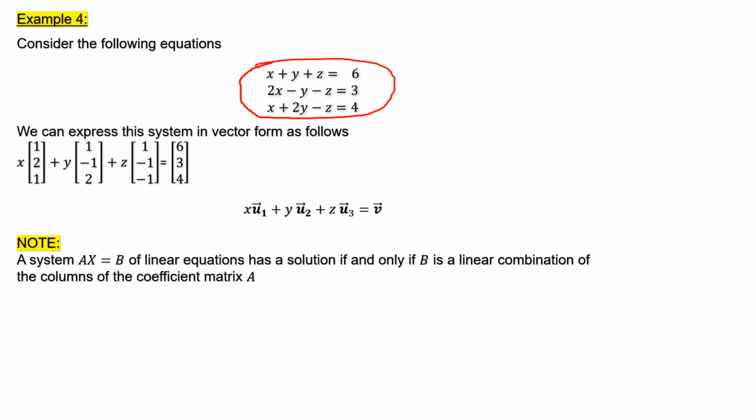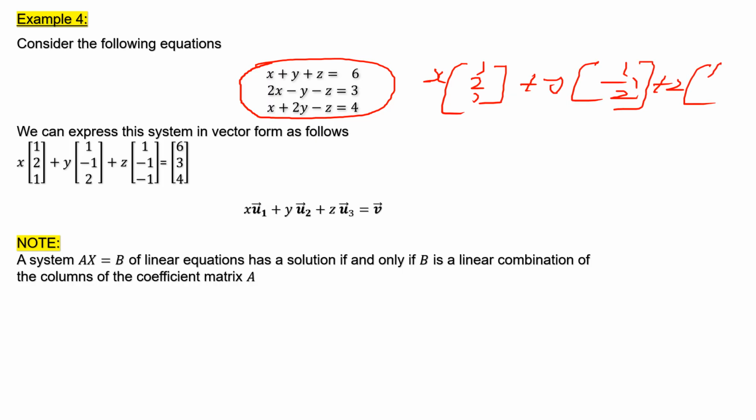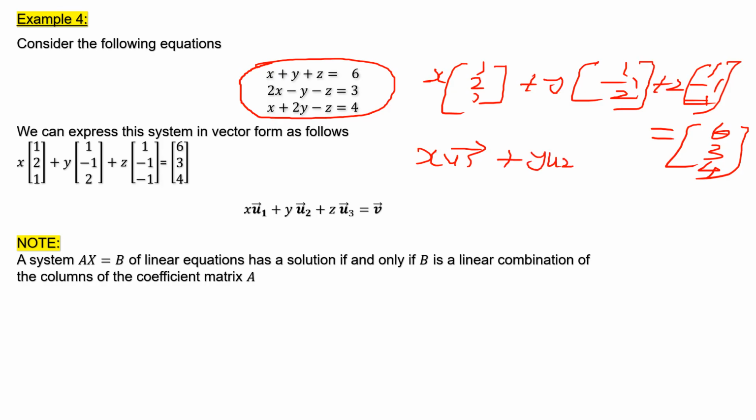So like I said before, we can write this three equation in a vector form like x (1, 2, 1) plus y (1, minus 1, 2) plus z (1, minus 1, minus 1). This whole thing is equal to (6, 3, 4). Or I can say x into u1 vector plus y into u2 vector plus z into u3 vector is equal to v vector. So this is your u1, this is your u2, this is your u3, and this is your v vector.